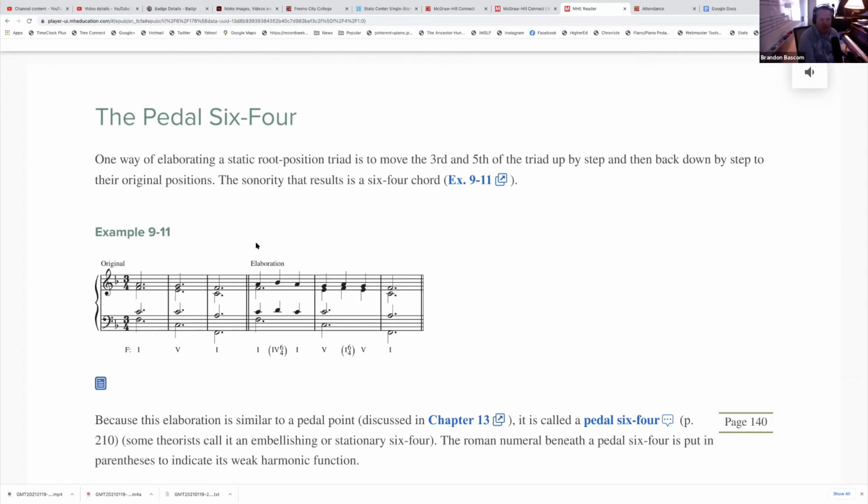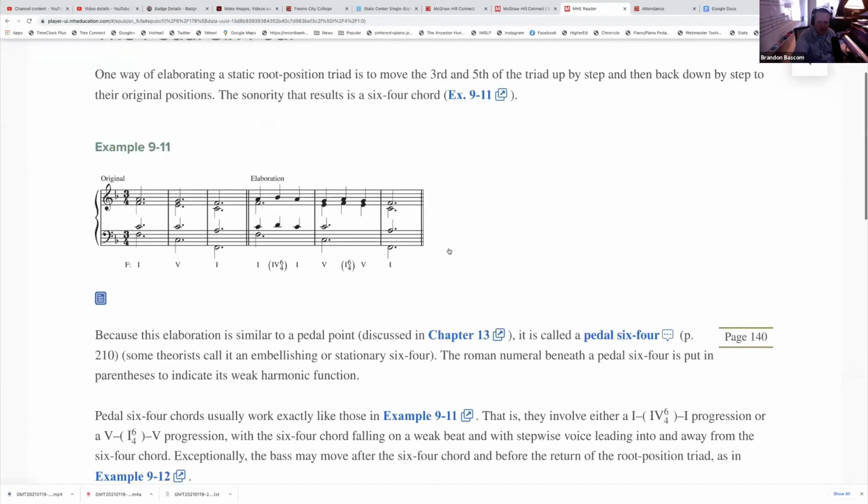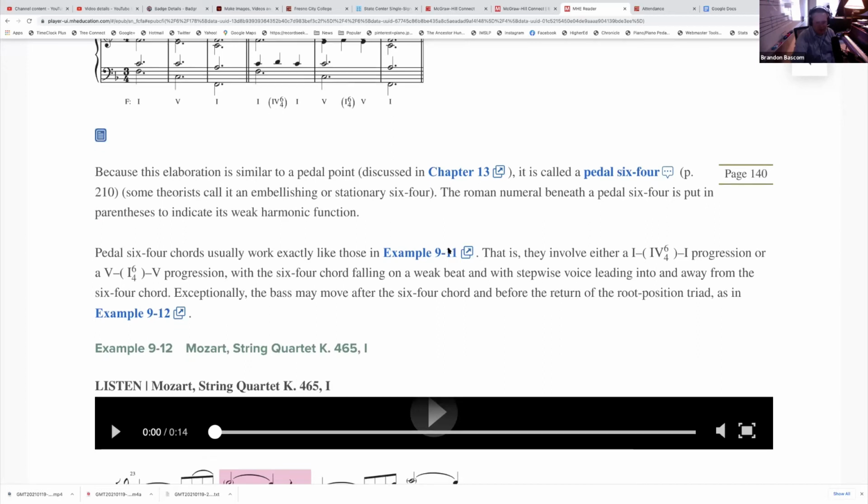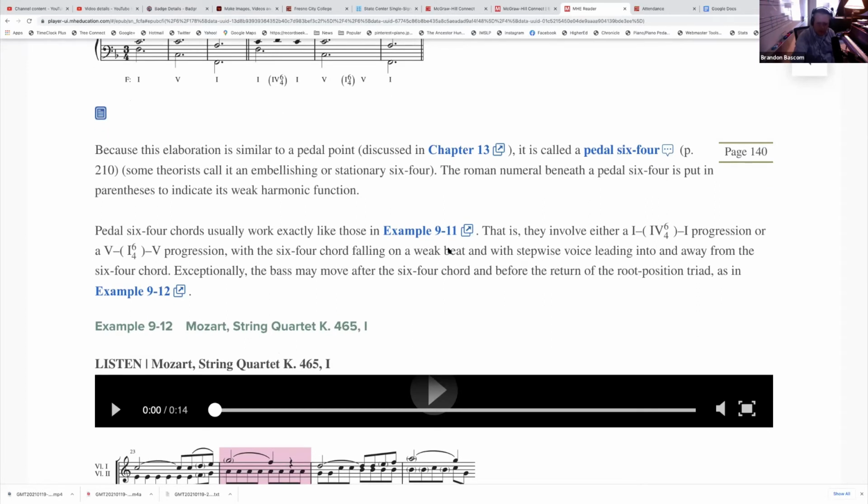Tonic, dominant, tonic. And then we do this elaboration. Because this elaboration is similar to a pedal point, which we'll discuss in chapter 13, it is called a pedal 6/4. Some theorists call it an embellishing or stationary 6/4. The Roman numeral beneath a pedal 6/4 is put in parentheses to indicate its weak harmonic function.